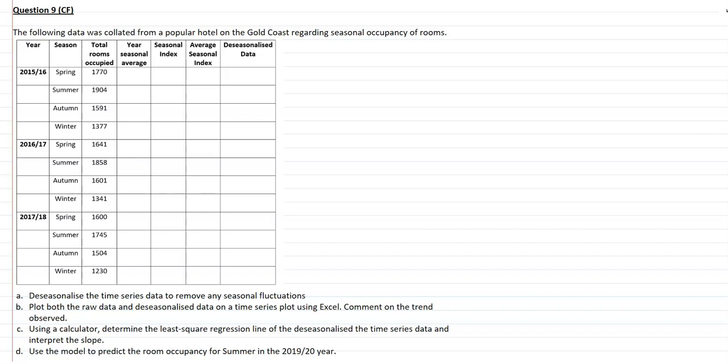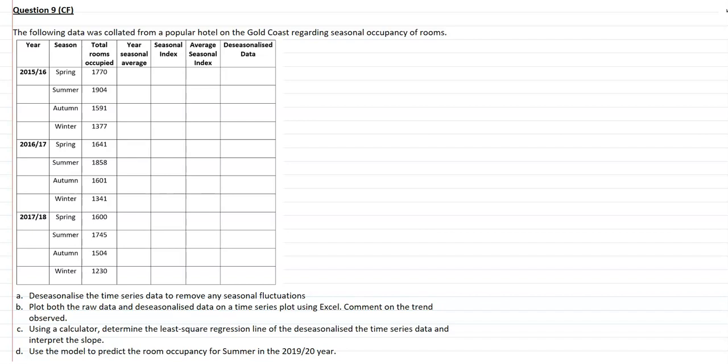Question 9, I've just shrunk down a little bit. So apologies for the smaller writing, just so I can fit everything in. We've got some data from a popular hotel on the Gold Coast regarding seasonal occupancy of rooms. So you can see there in terms of seasons, we've got spring, summer, autumn, winter.